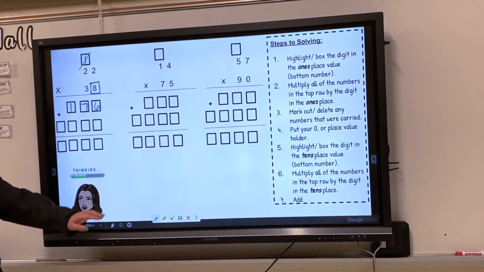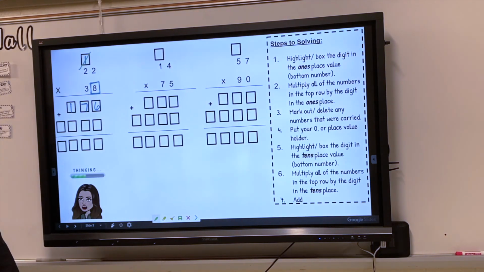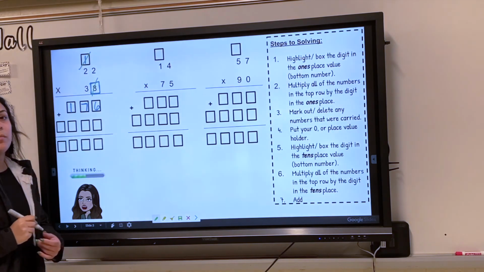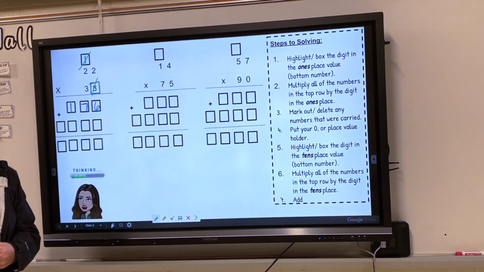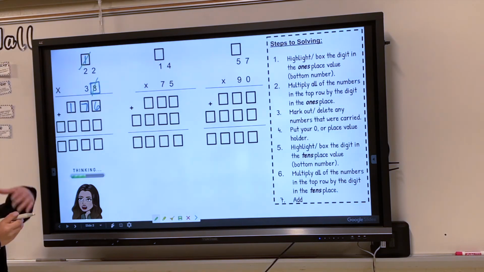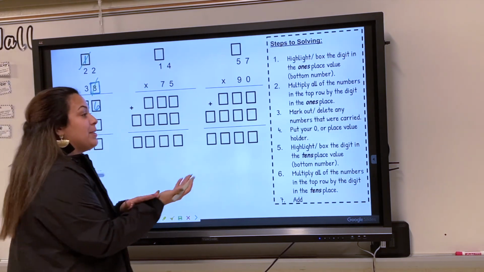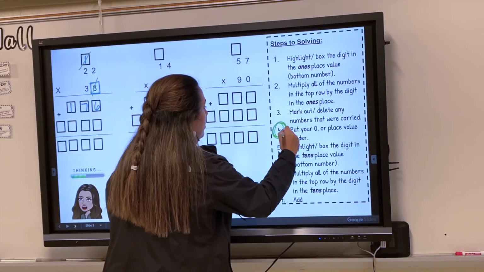I also, and it's not on the steps for solving, like to mark out the number in the ones place so I don't accidentally multiply by it again either. So I like to mark it out to make my life a little bit easier. All right, so I did steps 1, 2, and 3. Step 4 is probably one of the most important steps. I'm going to circle it right here.